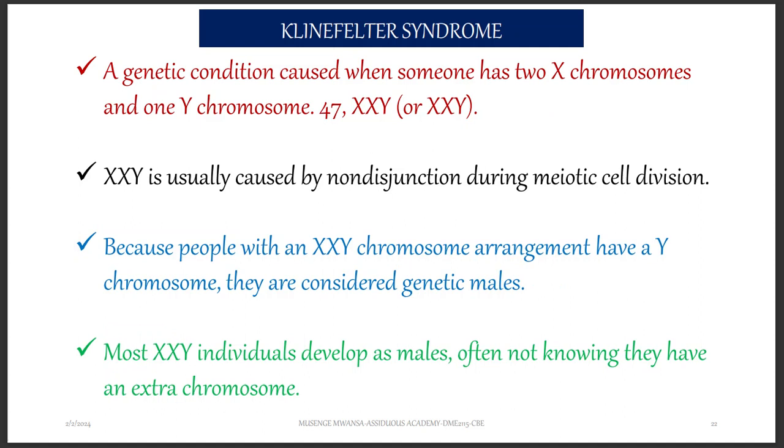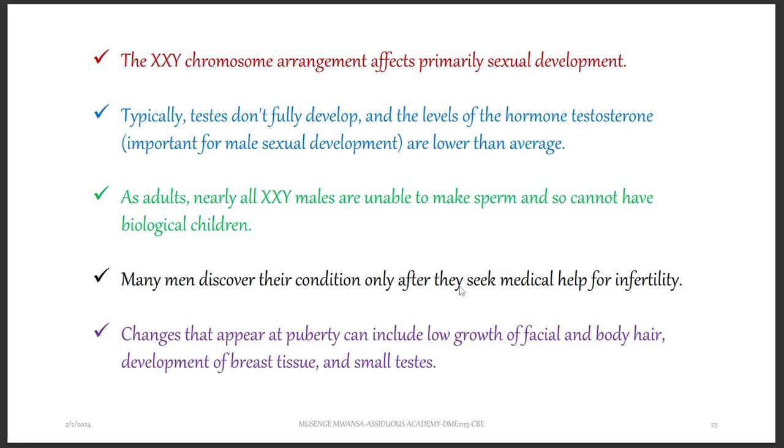Also have Klinefelter syndrome. Now, Klinefelter syndrome is a genetic condition because when someone has two X chromosomes and a Y chromosome, so it is XXY. XXY is going to be caused by non-disjunction during meiosis also. Because people with XXY have a Y chromosome, these are going to be considered as males. Most XXY individuals develop as males, often not knowing they have an extra chromosome. They don't know. So the XXY chromosome arrangement affects primary sexual development. That is one common thing because you have got an extra X. So instead of being a male, normally you start looking as though a female.